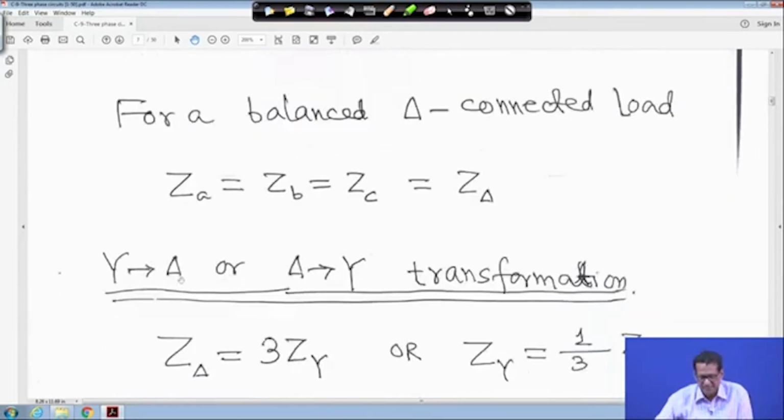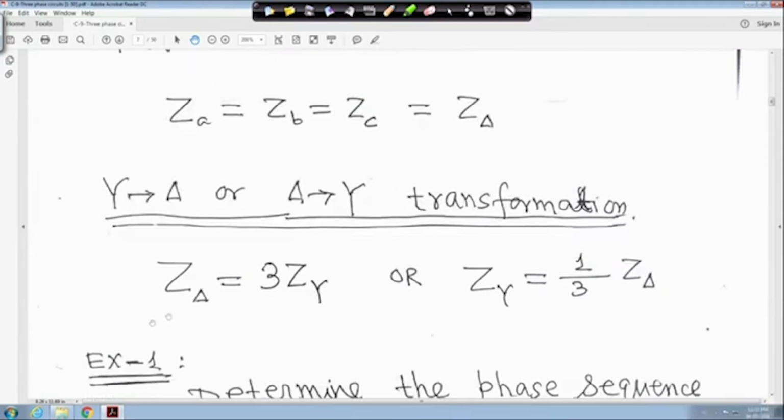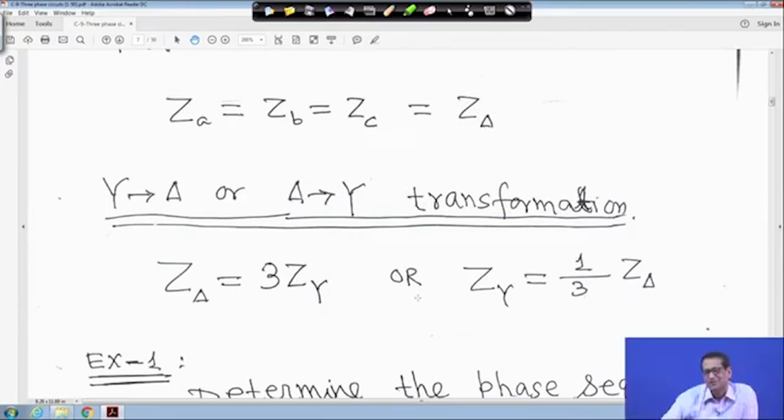For star delta or delta Y transformation, the way we have done it for DC circuits, do the same way and you will get that Z delta will be 3 ZY, or ZY will be 1 by 3 Z delta. I am not doing it further, because everything has been done for DC circuits. The same philosophy applies, only there it is resistance, here it is impedance.